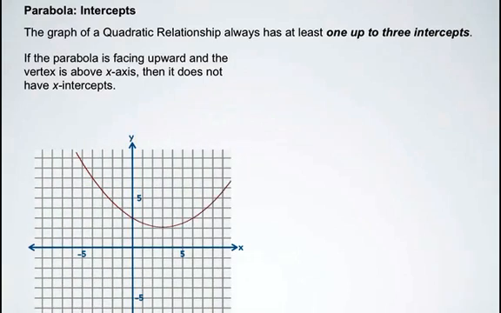Here's an example of that. Notice that the parabola does not reach the x-axis. Therefore, it will not have an x-intercept. It does, however, have a y-intercept, located here. So in this case, this parabola will only have one intercept, and it is a y-intercept.